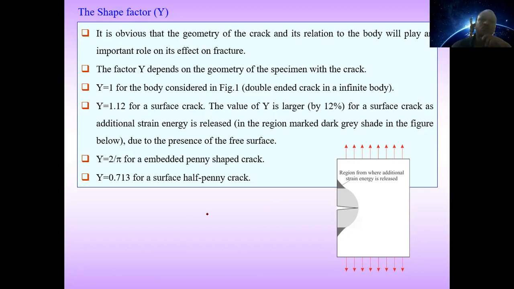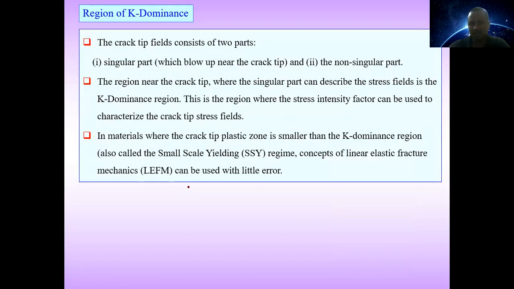Y is equal to 1.12 for the surface crack. The value of Y is greater by 12% for the surface crack, as additional strain energy is released. Y is equal to 2 over pi for an embedded penny-shaped crack, and Y is equal to 0.713 for the surface half penny cracks.